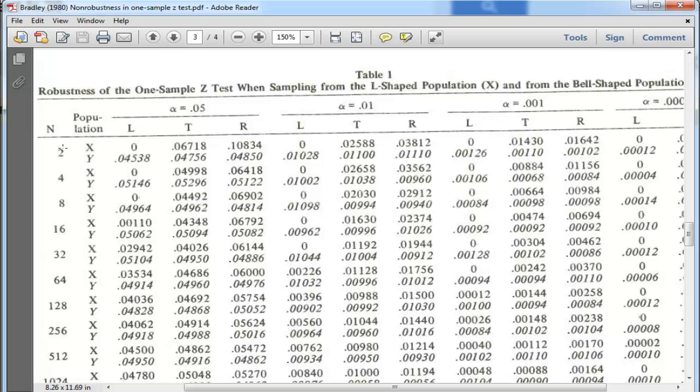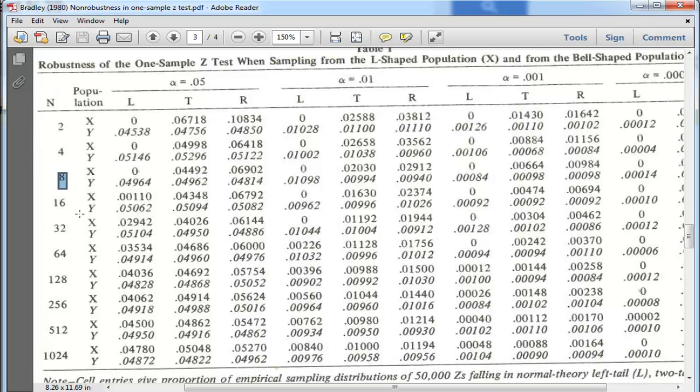All you need to know at this stage is that he evaluated several sample sizes, really small sample size of 2, and then 4, and then 8, going up all the way to 1,024. Now, if the z-test works with alpha specified at 0.05, which is what we find in this portion of the table, then the number of tests that find a significant result should equal about 0.05.